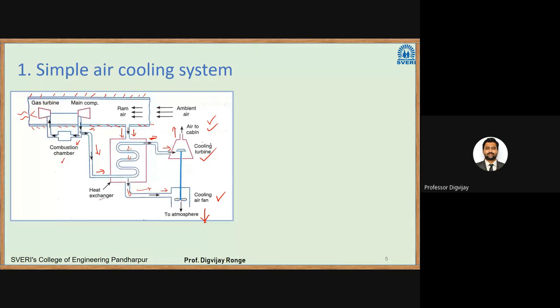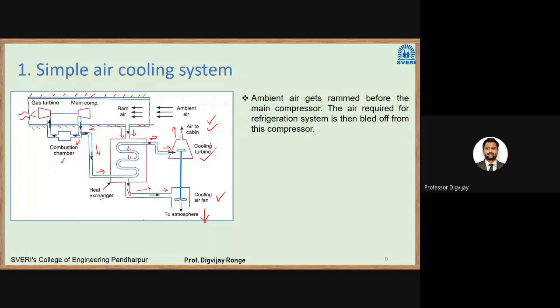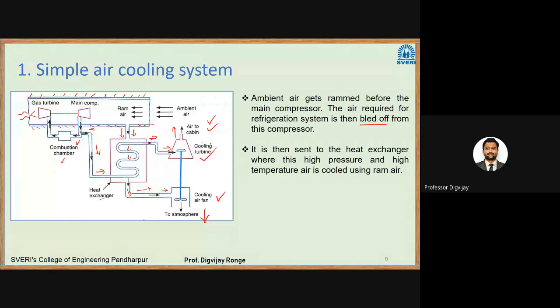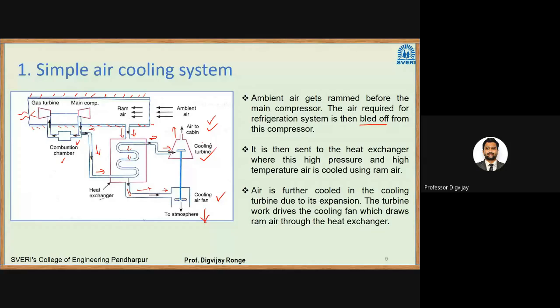Meanwhile I will explain. So in this case, ambient air gets rammed before the main compressor. The air required for the refrigeration system is then bled off from the compressor. So remember this term, it is very important: bled off. It is then sent to the heat exchanger where this high pressure and high temperature air is cooled using ram air. Okay. Air is further cooled in the cooling turbine due to its expansion.